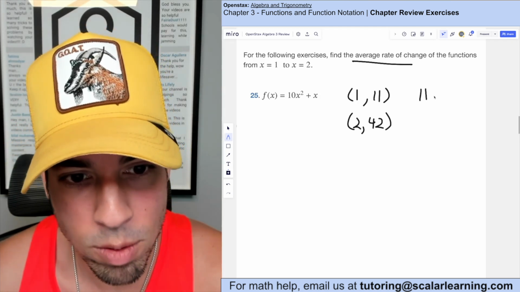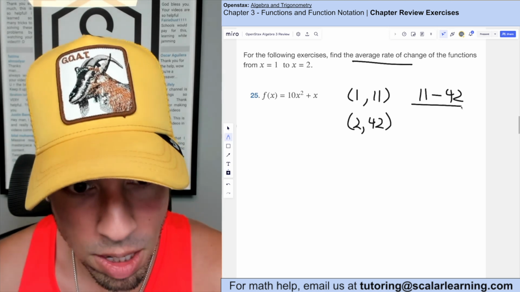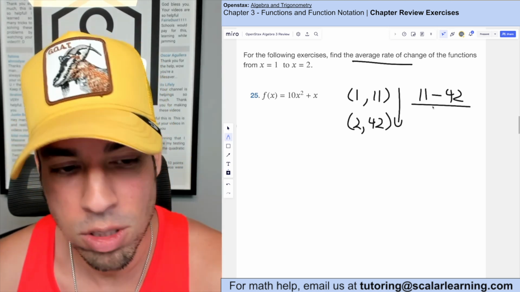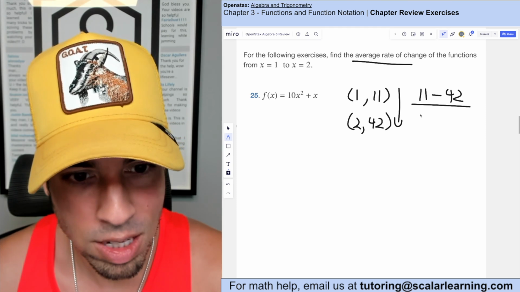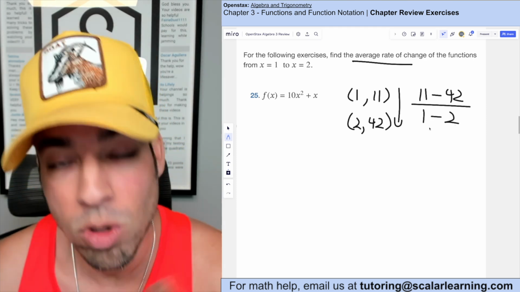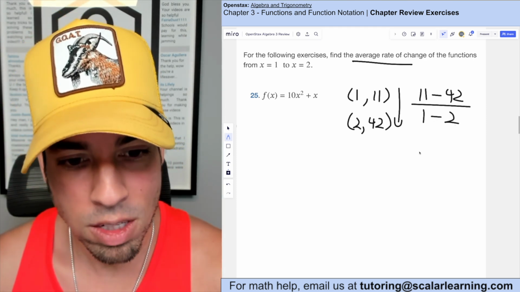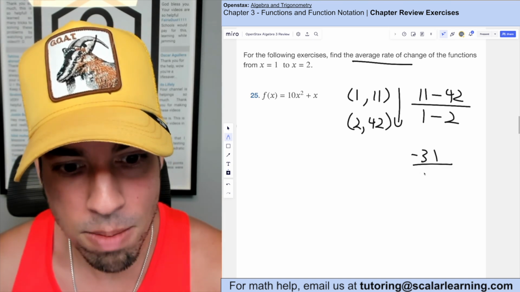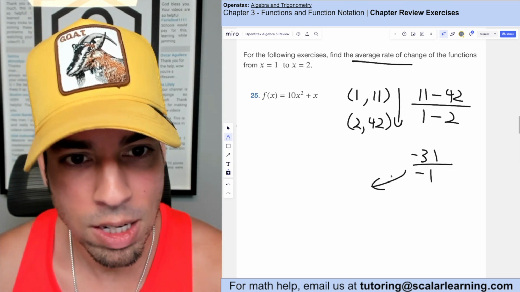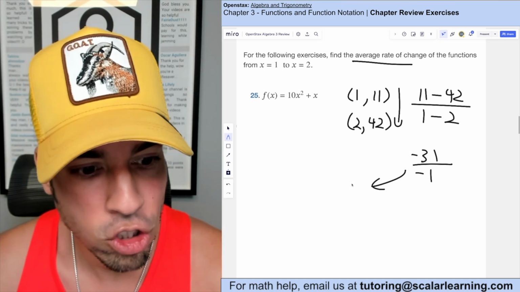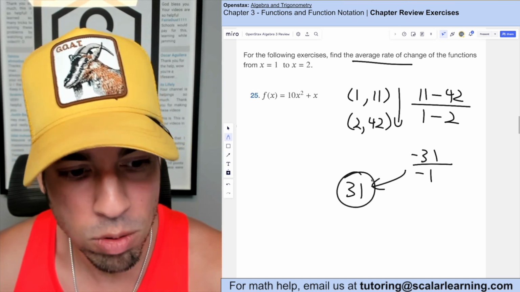Now I can calculate the slope, and I'm going to use my nice slope formula for two coordinates. So I do y1 minus y2, and again, I'm kind of just subtracting down if that's easier to think about. And then I do over the difference of the x's, which is 1 minus 2. Notice how I'm keeping that same order. This gives me -31 on top, -1 on the bottom, which gives me a slope or average rate of change of positive 31. Boom, done.